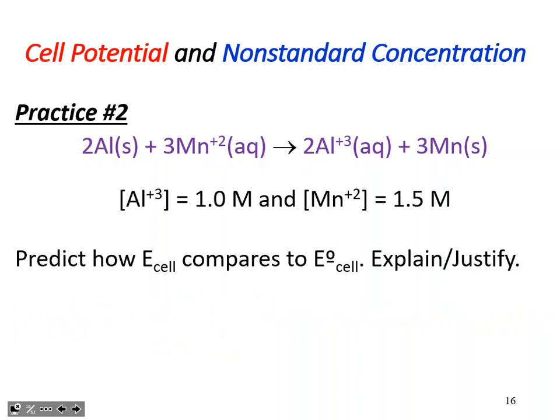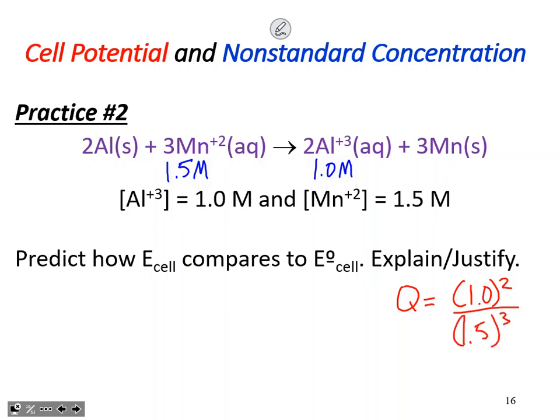Now let's look at a different situation where we reverse them. We're now giving the manganese 1.5 molar and we're giving the aluminum 1.0 molar, like so. We get this here and we can quickly calculate Q or even just look at it. It's going to be 1 squared over 1.5 to the 3rd, correct? So Q is obviously going to be what in this case? Greater than or less than 1? Because we're dividing by that 1.5 cubed.